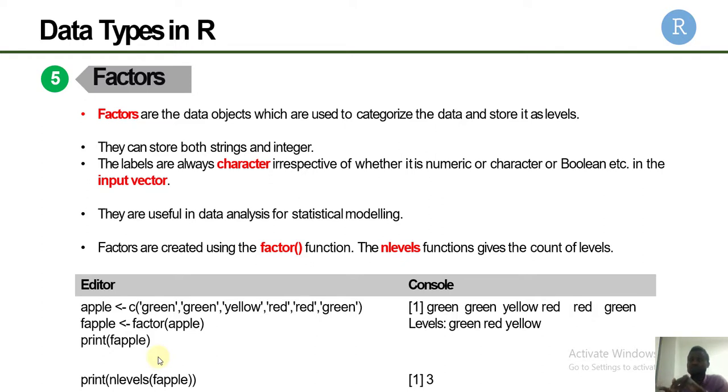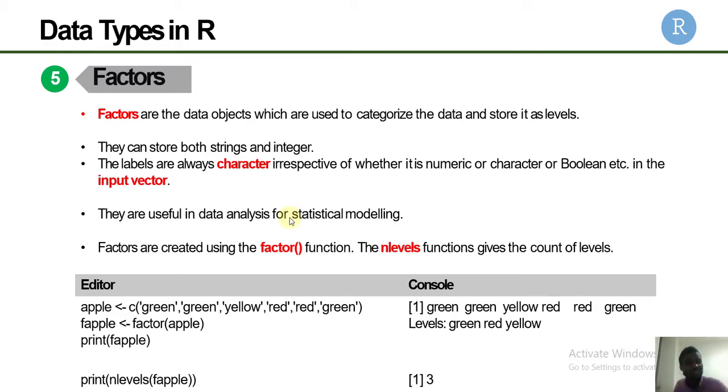So they can store both string and integer. The labels are always character, irrespective of whether it is numeric or character or boolean, etc., in the input vector. So the labels are always character. They are useful in data analysis for statistical modeling. So they are very, very crucial. They are very useful, and we'll see it when we get to the practical section.